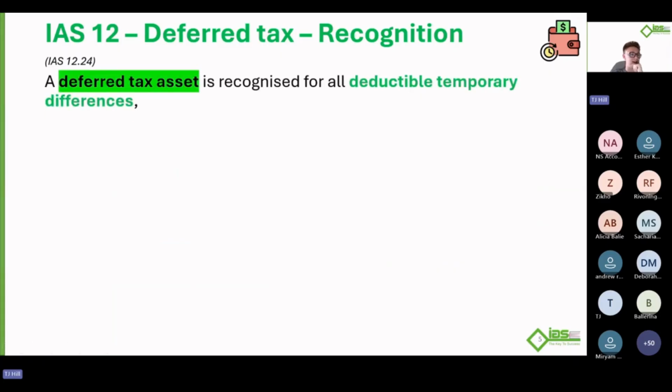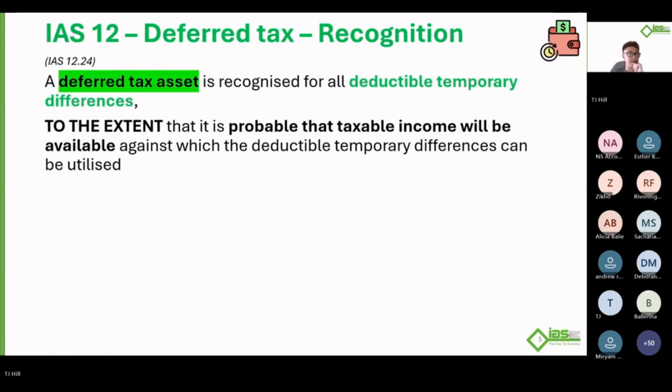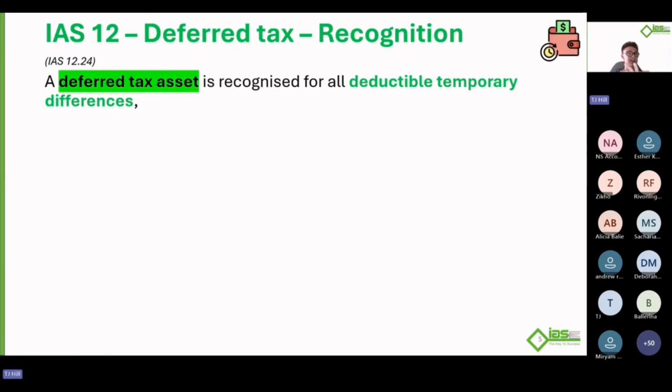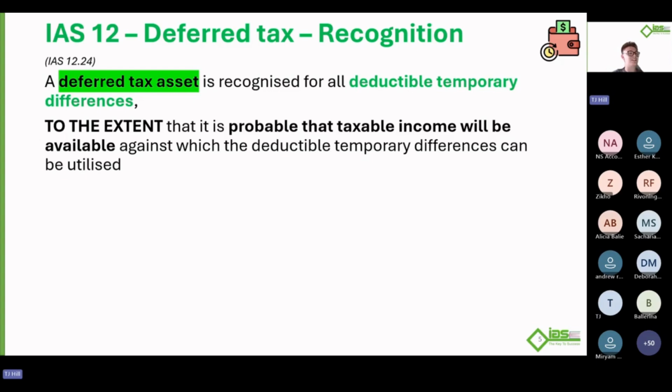On the asset side, it starts the same for all deductible temporary differences, but then there's an extra step that isn't there for the deferred tax liability. And it says to the extent that it's probable that taxable income will be available against which the deductible temporary differences can be utilized.